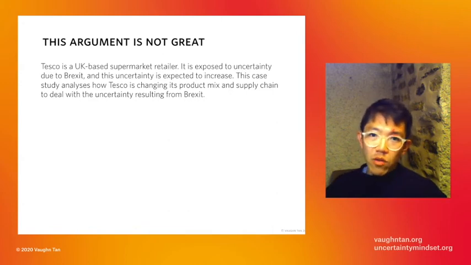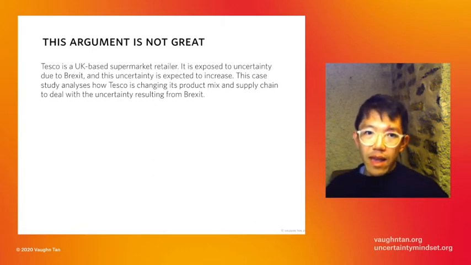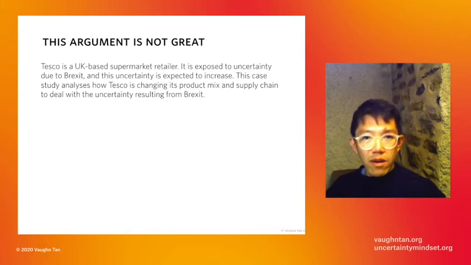Tesco is a UK-based supermarket retailer. It is exposed to uncertainty due to Brexit. This uncertainty is expected to increase. This case study analyzes how Tesco is changing its product mix and supply chain to deal with the uncertainty resulting from Brexit. Where is the argument here? Are any of these statements arguable at all?